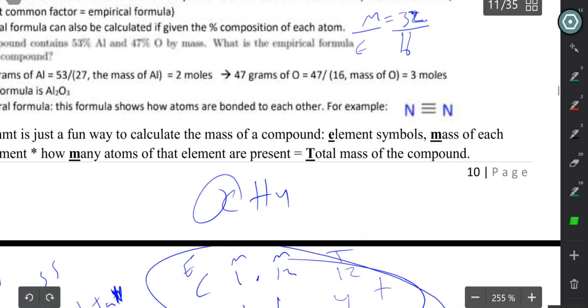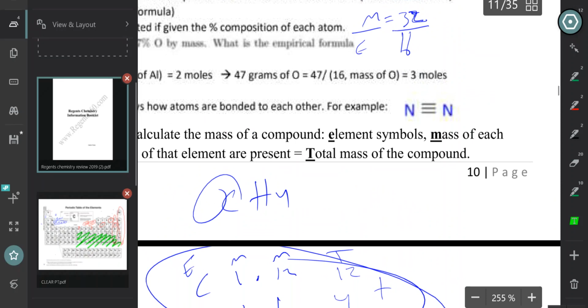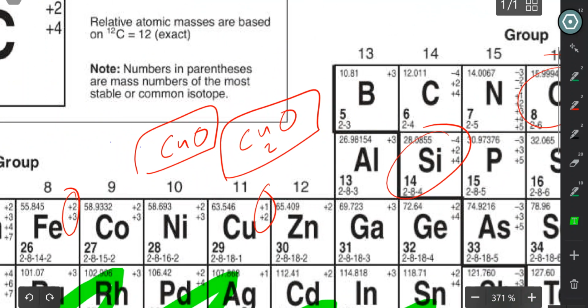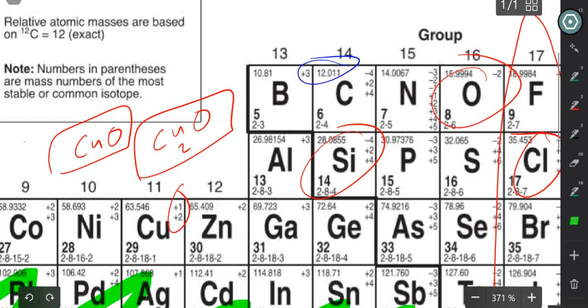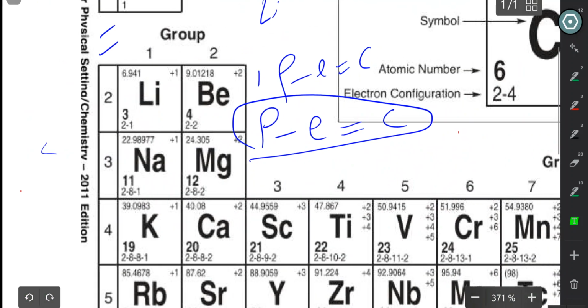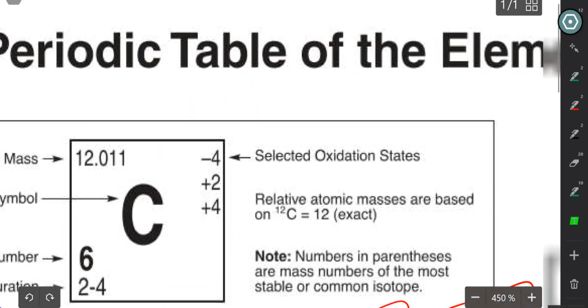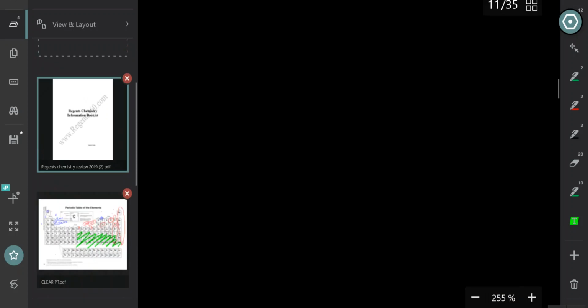So the mass of carbon is 12. You look at the periodic table, by the way. So here's the periodic table. Carbon has a mass of 12.011, you round it off to 12. Hydrogen has a mass of 1.00794. You round it off to 1. And that's how you get the masses. So going back to here.